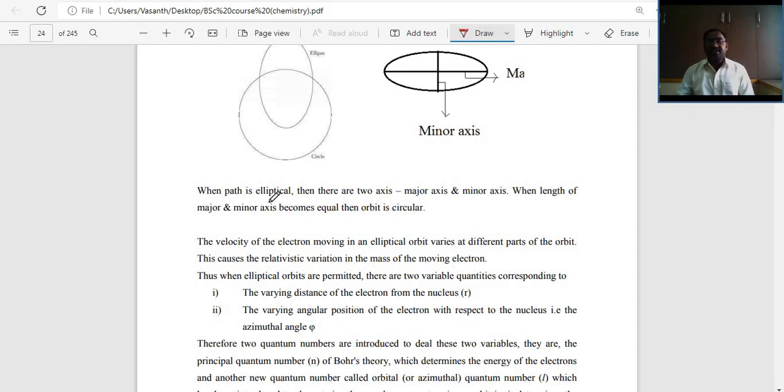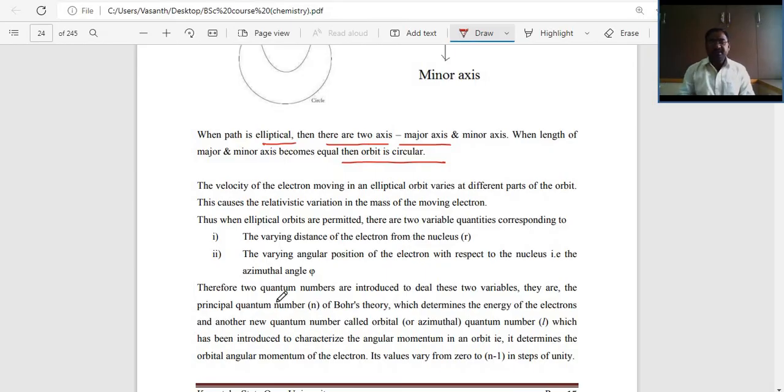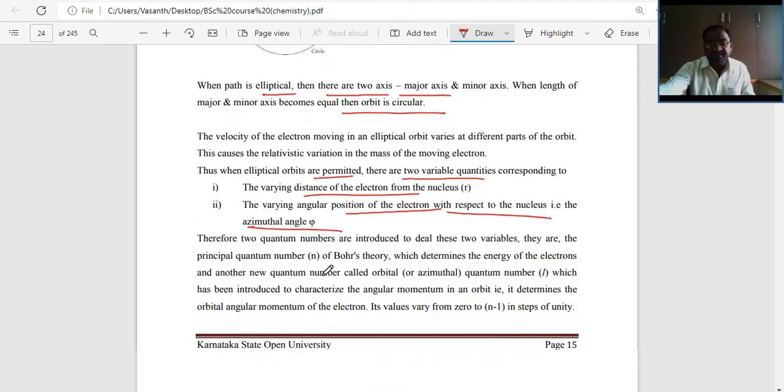When the path is elliptical, there are two axes, the major axis and the minor axis. When the lengths of the major and minor axes become equal, the orbit is circular. When elliptical orbits are permitted, there are two variable quantities: the varying distance of the electron from the nucleus, and the varying angular position of the electron with respect to the nucleus, that is the azimuthal angle, represented by the symbol psi.